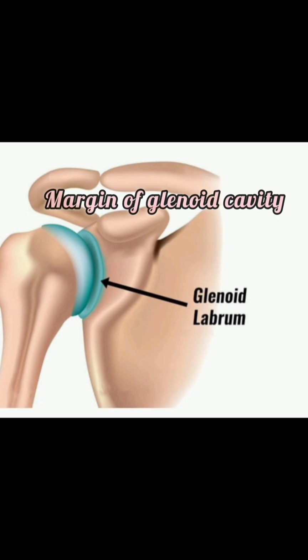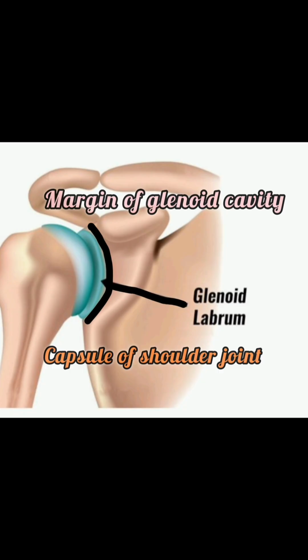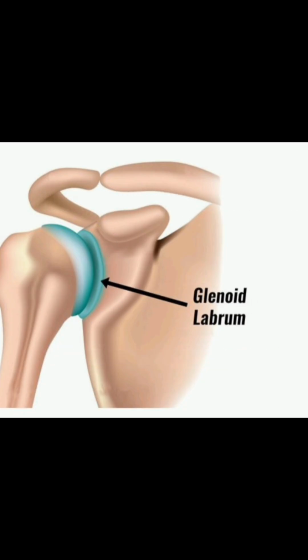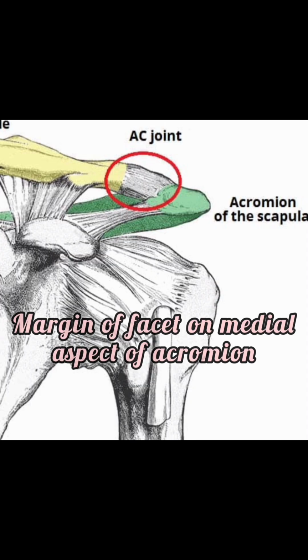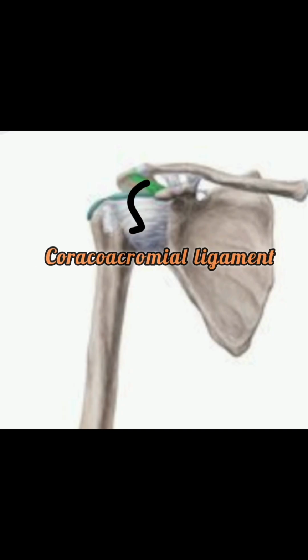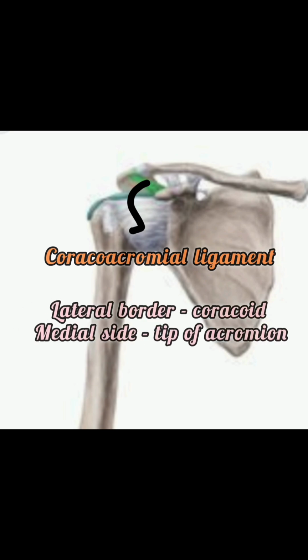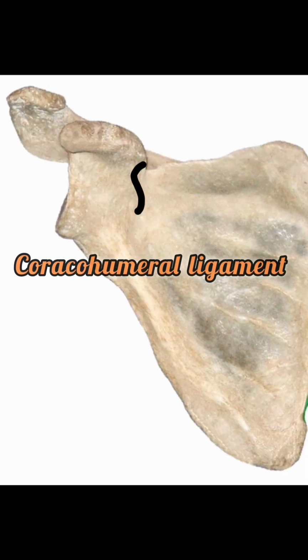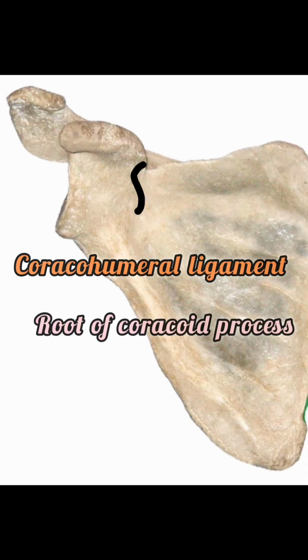Seventeenth, the margin of the glenoid cavity gives attachment to the capsule of the shoulder joint and to the glenoid labrum. Eighteenth, the margin of the facet on the medial aspect of the acromion process gives attachment to the capsule of the acromioclavicular joint. Nineteenth, the coracoacromial ligament is attached to the lateral border of the coracoid process and the medial side of the tip of the acromion process. Twentieth, the coracohumeral ligament is attached to the root of the coracoid process.